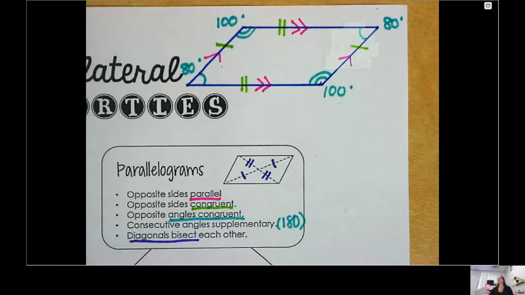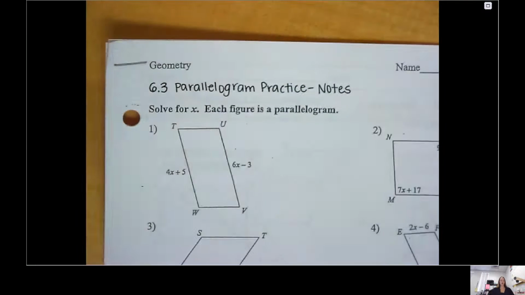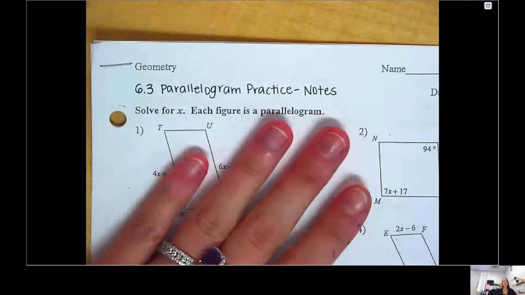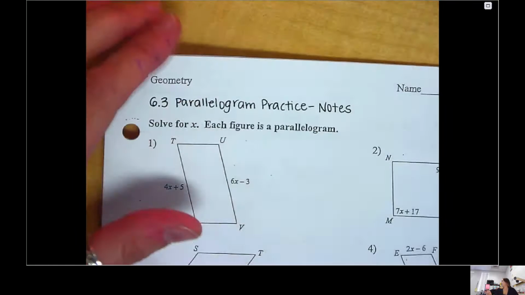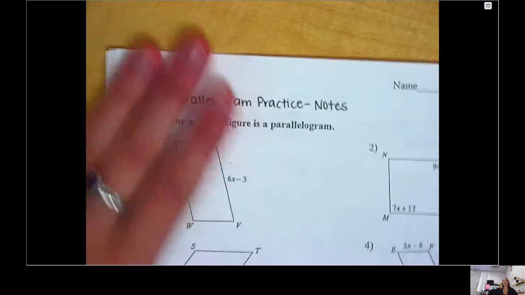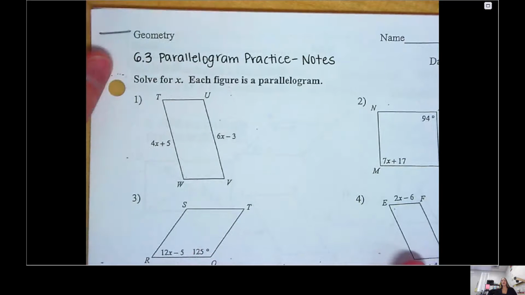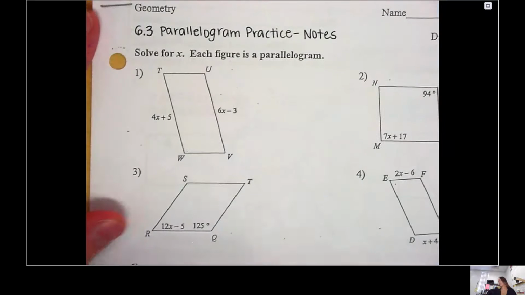So take that paper, push it off to the side, but keep it out. And we're going to look at the packet now, the little packet. The packet is pretty self-explanatory. Each page is its own type of quadrilateral. The front side's notes, back side's homework, front side's notes, back side's homework, and so on and so forth. So it's essentially the whole chapter. You've got your notes and your homework right in front of you, so don't lose anything.